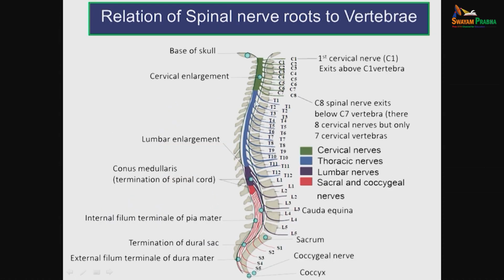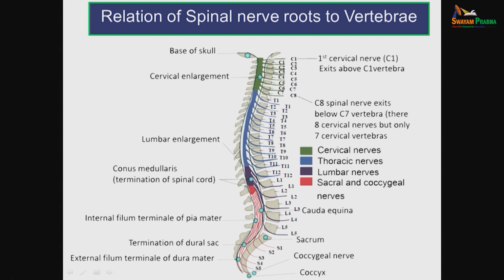If you look at the spinal nerves which are emerging from the spinal cord, you can see the cord in situ ending at the level of L1. If you look at the cervical spinal nerves from C1 to C7, they emerge above the pedicle of the corresponding vertebra. But if you take the C8 spinal nerve, it will emerge below the pedicle of the C7 vertebra.